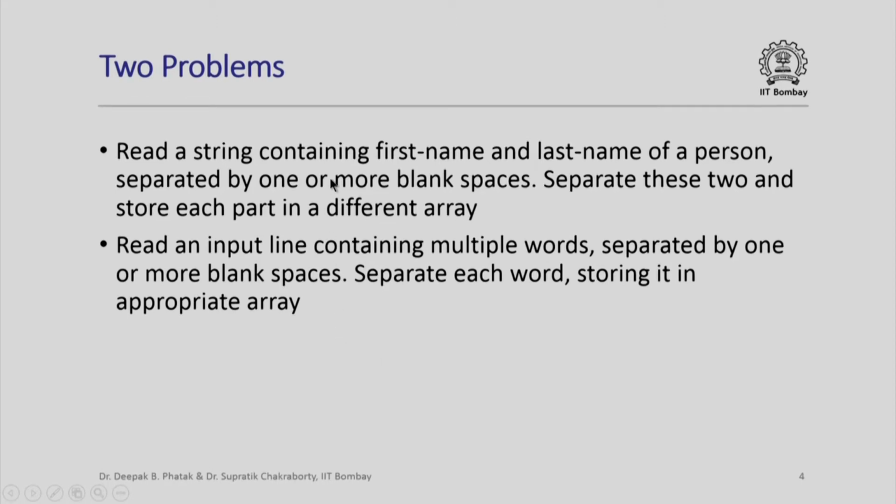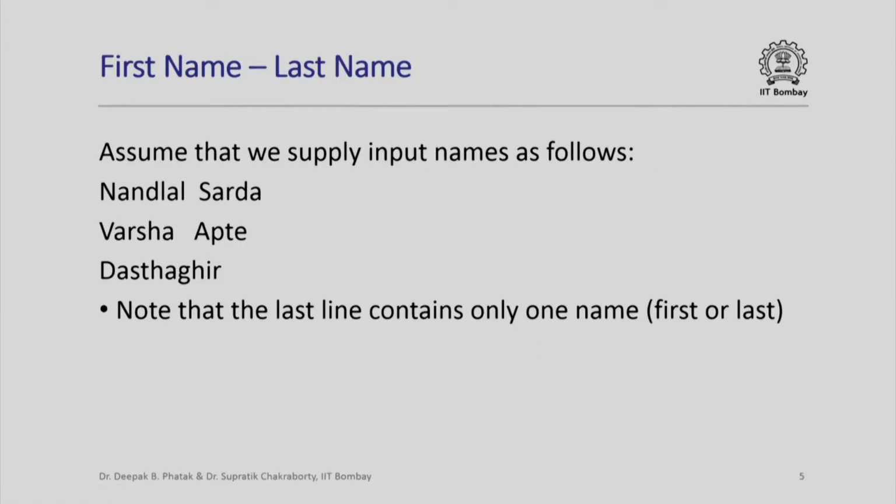The first problem, where we are given a string containing just two names, first name and last name. Here are some sample names that people might give us when running our program. For example, Nandlal Sarda. Now, this has just one blank in between the first name and second name. Look at the second, Varsha blank blank blank Apte. So, there are more spaces between the first name and the second name. Third one is still very different, Dastagir. It has no second name. So, the last line shown as a sample input contains only one name.